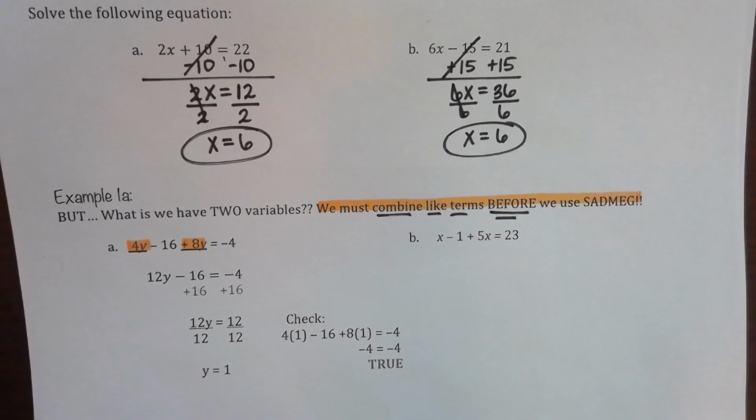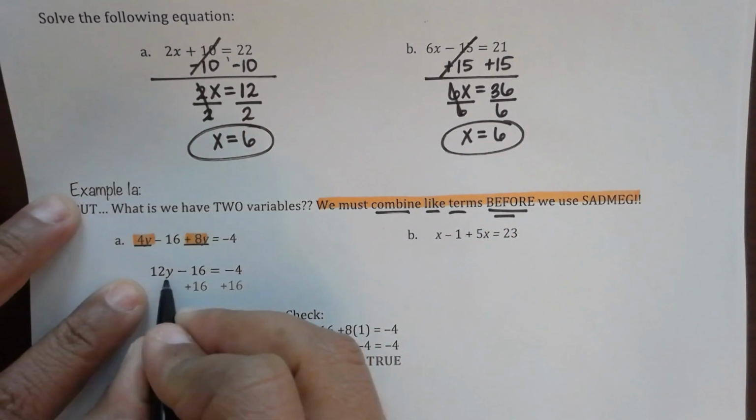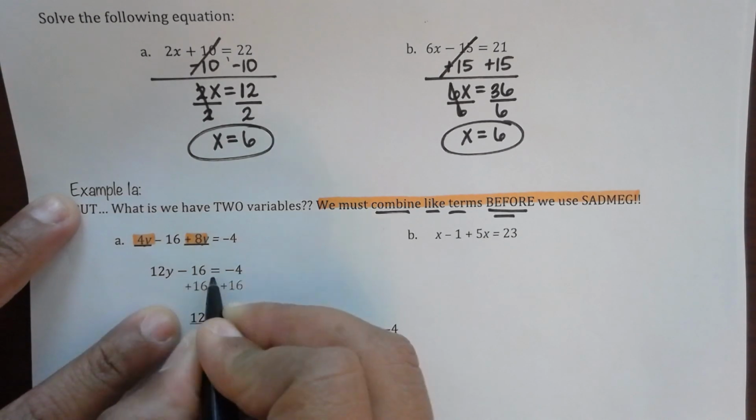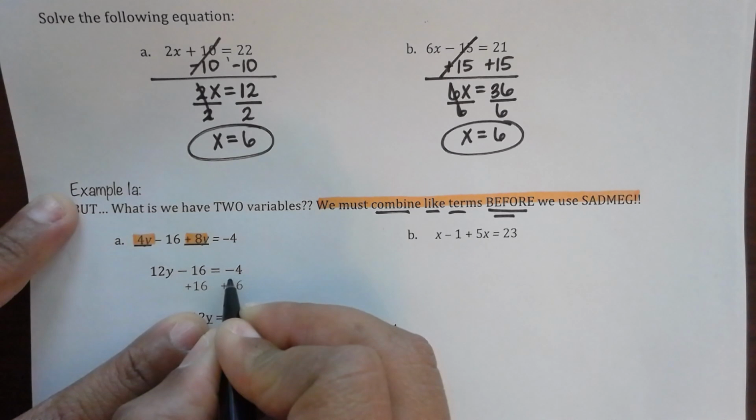What did y'all get? 12. That's where 12y comes from. Does that make sense? Yes. From there, we bring down minus 16 equals negative 4. Any questions?